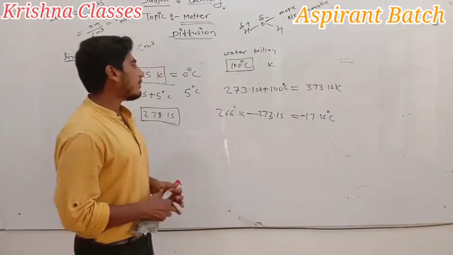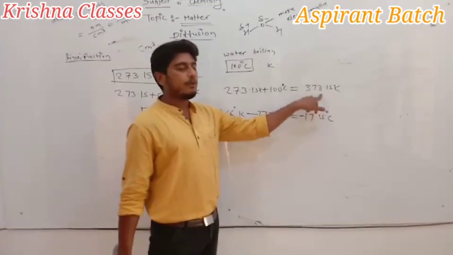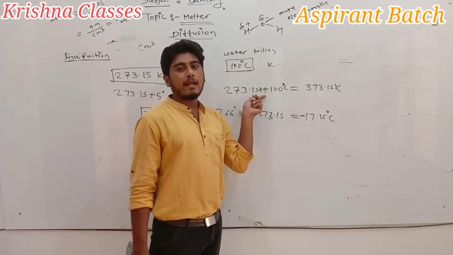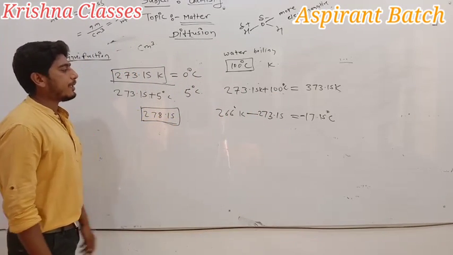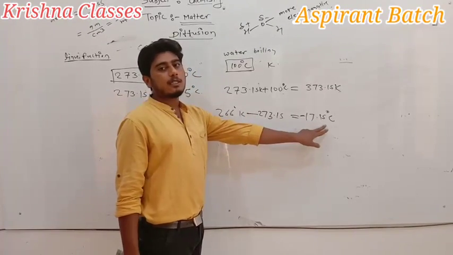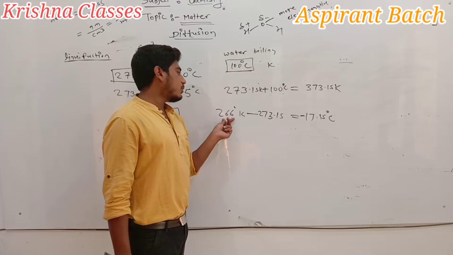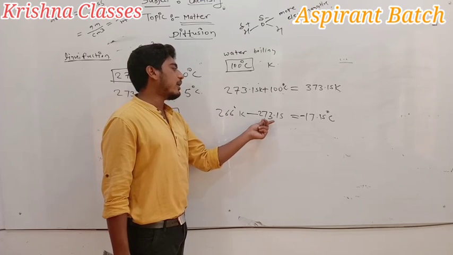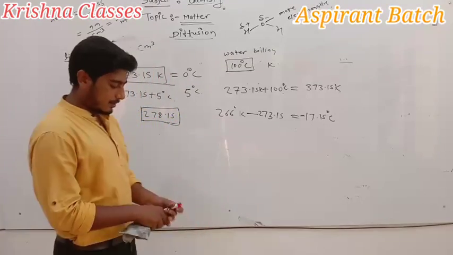In the first case, what happened? We have to convert degree Celsius into Kelvin, so we add 273.15 to the degree Celsius value. And when we convert Kelvin into degree Celsius, the minus sign is used. 266 minus 273.15 is equal to minus 7.15 degrees Celsius.